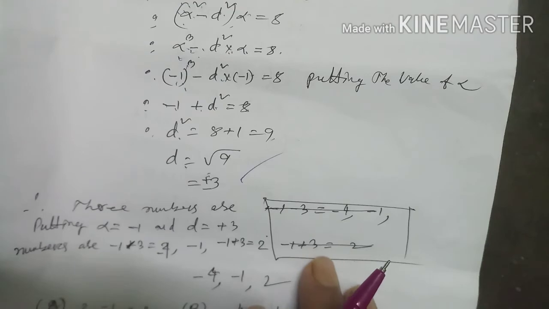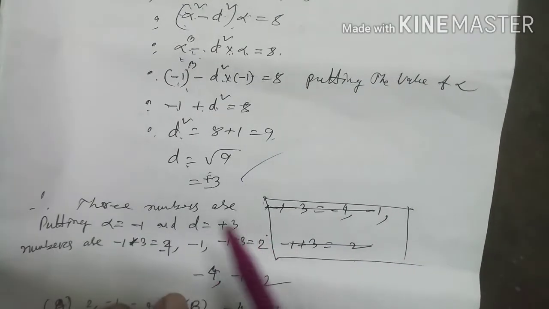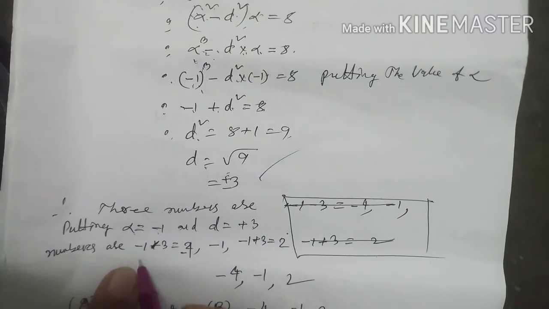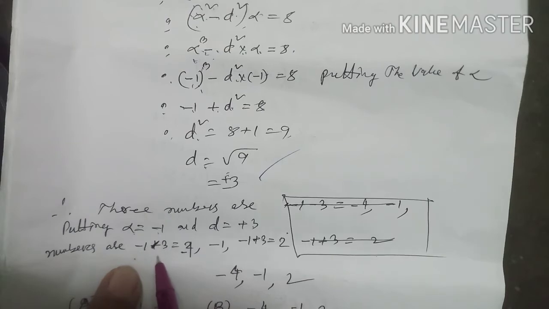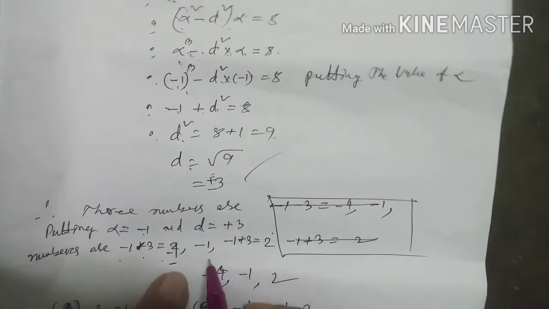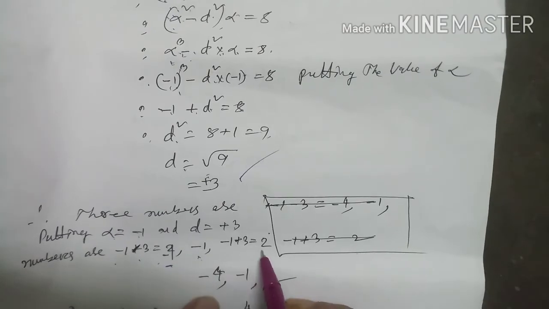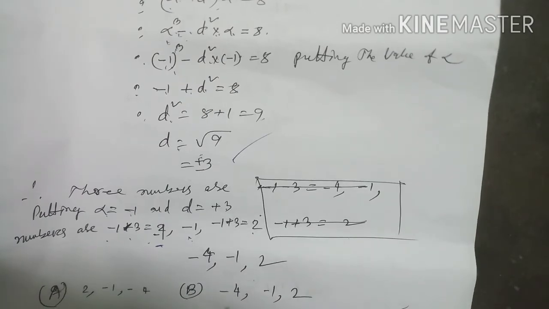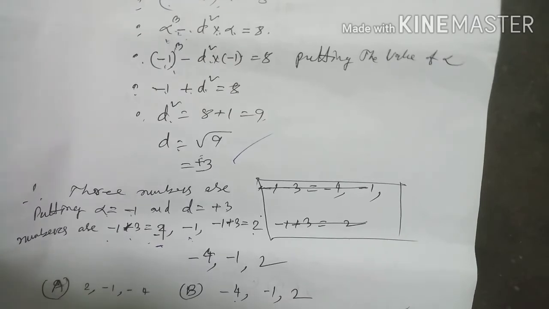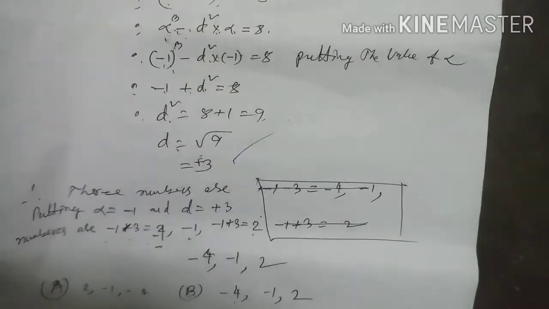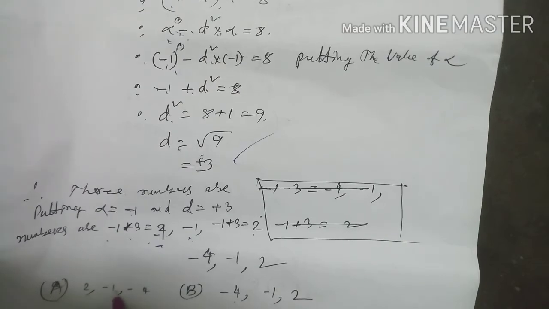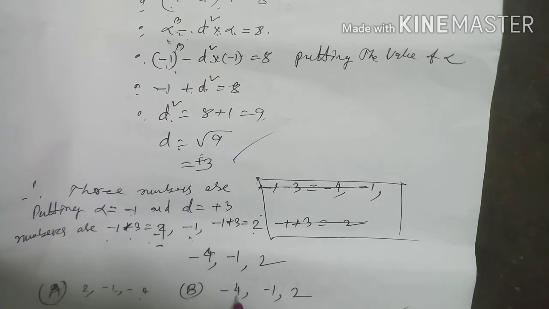Now for the three numbers, putting the value of alpha and d, alpha equal to minus 1, d equal to plus 3, we have the numbers minus 4, minus 1, 2. Again, it can be 2, minus 1, minus 4.